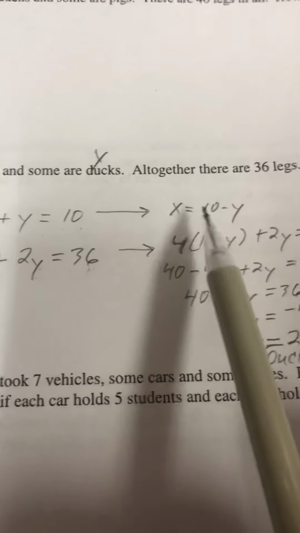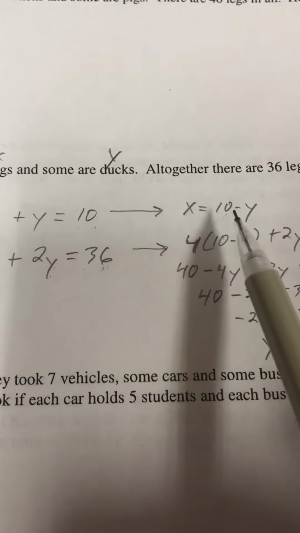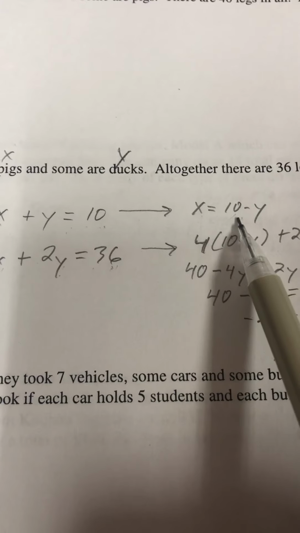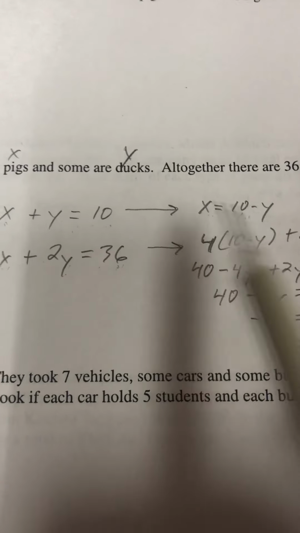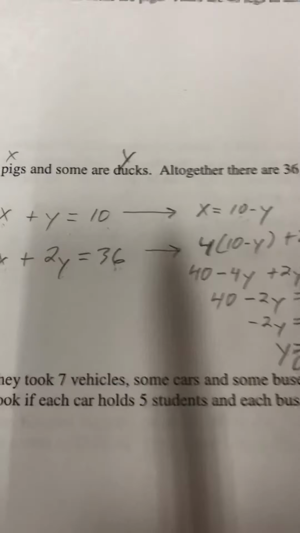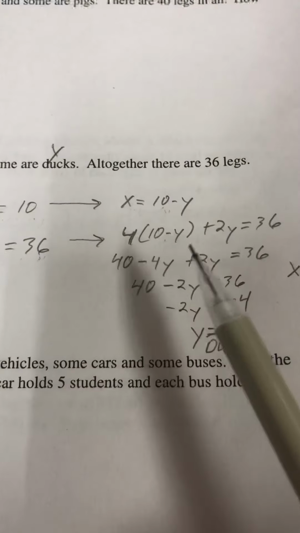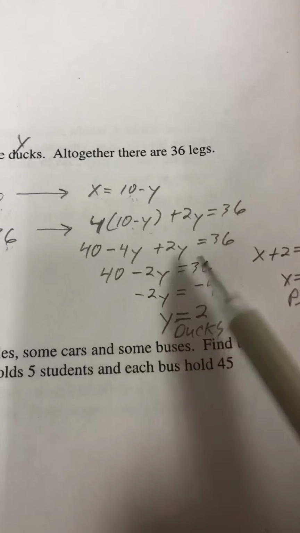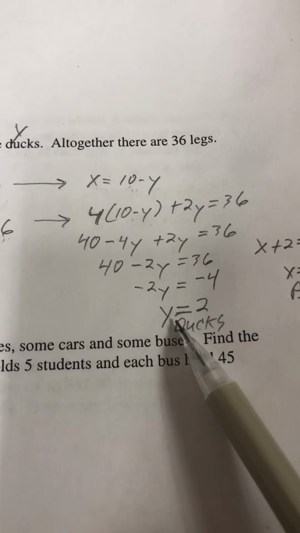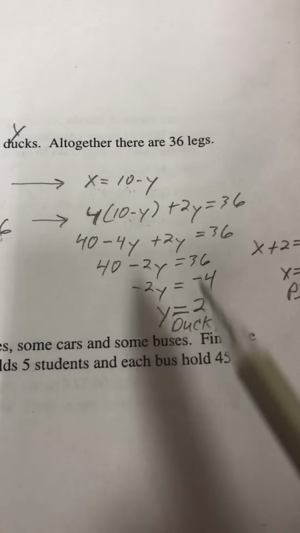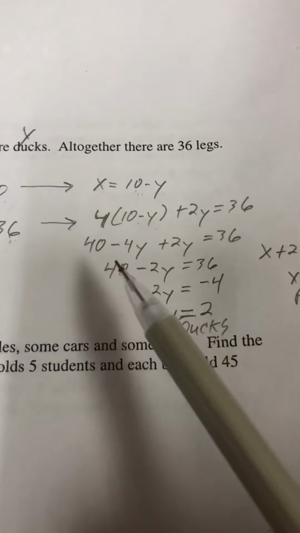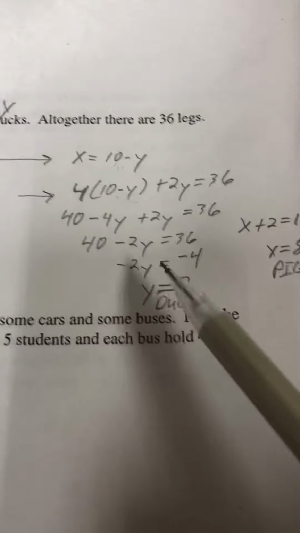Well, I'm just going to go ahead and change this x to equal 10 minus y. I just subtract y from both sides. I plug this in for my value for x in this equation, and I just work the problem out. I end up getting y equals 2. And you can see how I worked it out using the distributive property and combining like terms.